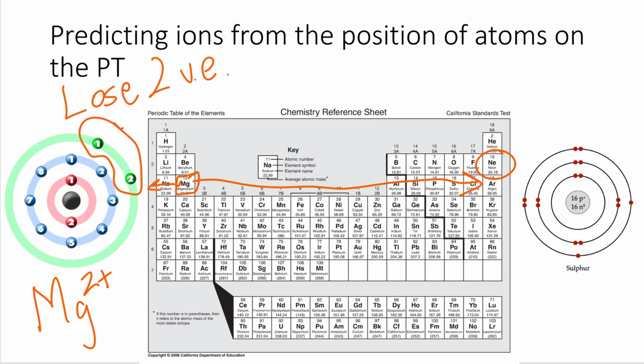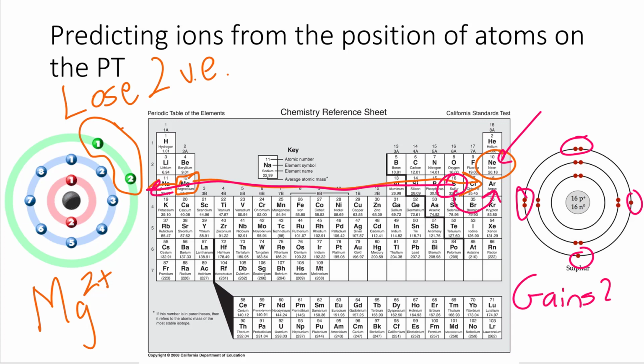Similarly, on the right, we have sulfur right here. Sulfur has 6 valence electrons because it's in group 6A, 2 there, 2 there, and 2 more, which is 6. It needs to get 2 more electrons to become like argon, or it can lose 6 electrons to become like neon. So which one is it more likely to do to get that full valence shell? It's more likely to gain 2. So when it gains 2 valence electrons, it becomes like argon also, so it becomes an S2-, 2 more electrons than protons it has.